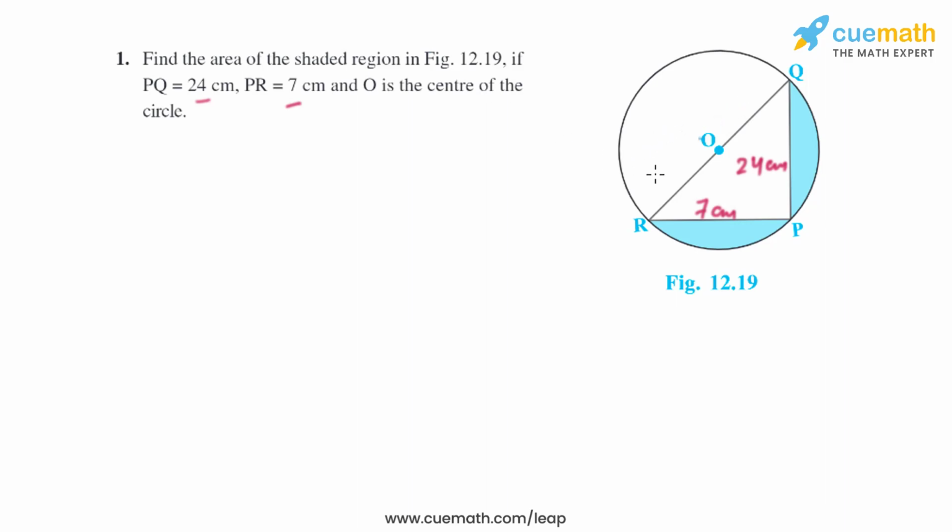So to find the area of the shaded region, as we can see, RQ is the diameter of the circle. So if RQ is the diameter of the circle, this is a semicircle. So we can find the area of the semicircle and the area of the triangle RQP, and then we can subtract them. We will get the area of the shaded region.